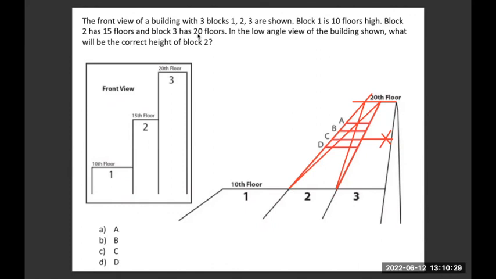So now you can guess, right? It is option A. The cross is coming at option A here, and that's where the middle position, the midpoint between the height of block 1 and block 3, is. That's where the correct height of block 2 will be, option A. Is that clear?